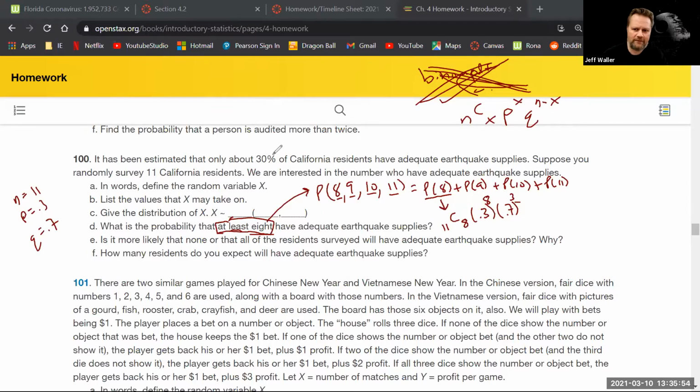Why does it make sense? If only 30% have adequate supplies, do you think it's very likely that all 11 will have supplies? No. That's going to be a small probability. How are we doing out there so far? Some of you guys are seeing questions like this, and you're only doing this. They didn't say exactly 8. They said at least 8, which is 8 or 9 or 10 or 11. I like it. Anybody not with me right now?